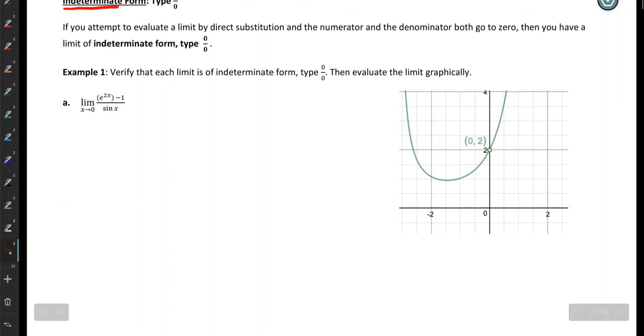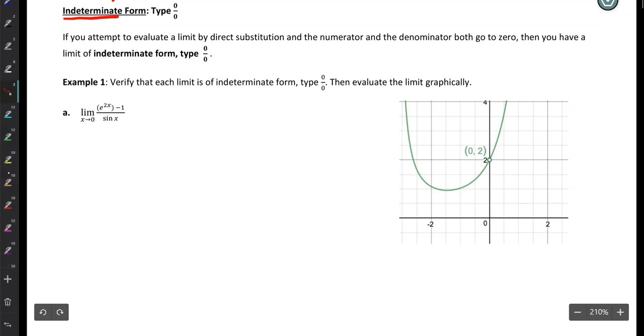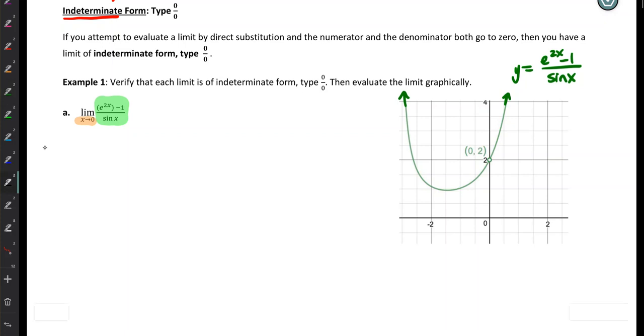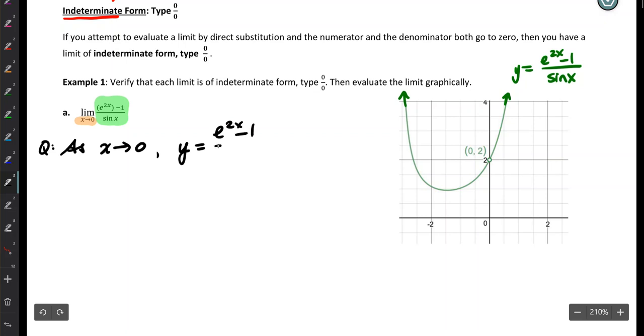Okay, so remember what these questions always are. Whatever's happening down here, in this case as x goes to 0, what's happening to this function, y is equal to e to the 2x minus 1 all over sine x? That's this function right here, graphed. Maybe because it's been a while since we've evaluated limits, I'm going to keep writing the question. Q for question. As x goes to 0, this y equals e to the 2x minus 1 over sine x, where does it go?